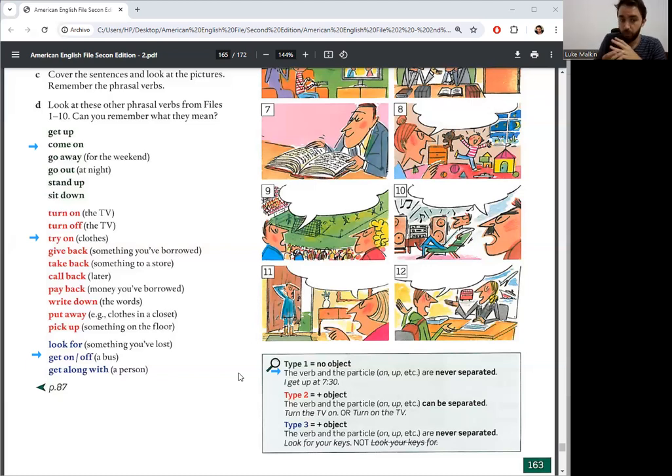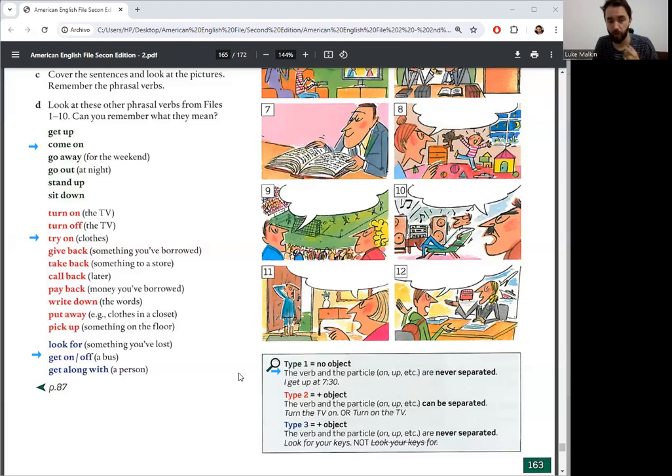But type 2, with an object, the verb and the particle can be separated. So turn on the TV is fine. Turn the TV on is fine. Turn the TV off is fine. Turn off the TV is fine because it's in the red category here. So take the clothes back. Call my mum back. Pay the bank back is all possible in English.